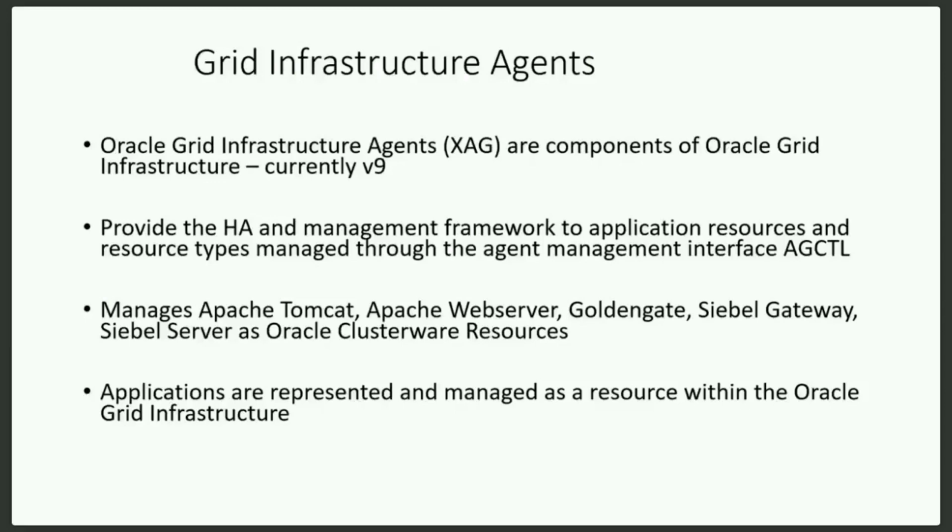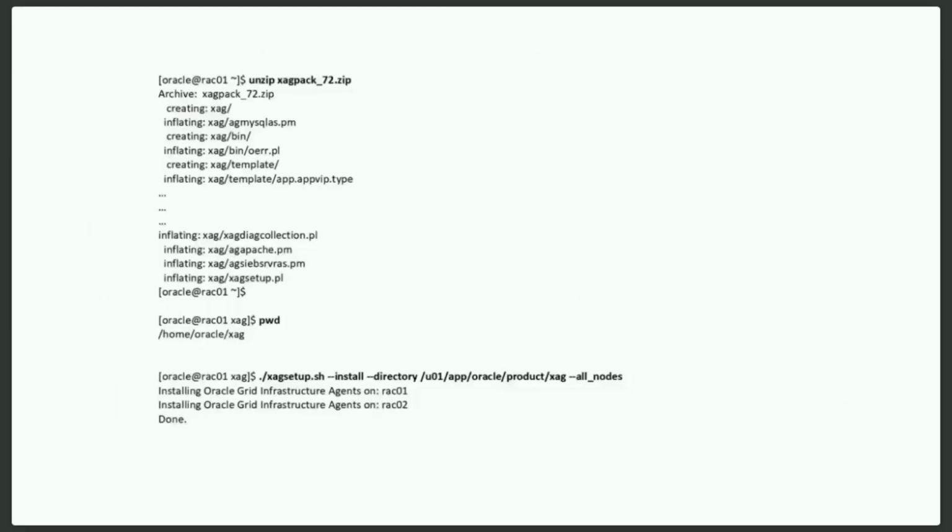GoldenGate is also considered a resource now. So it enables us to present these applications, that's GoldenGate or Siebel, as resources managed by Oracle Clusterware. The key thing here is that the grid infrastructure agents integrate these applications with our installed Oracle Clusterware. So obviously the first requirement is that we have to have grid infrastructure set up, and on top of grid infrastructure we can download the grid infrastructure agent software and install it.